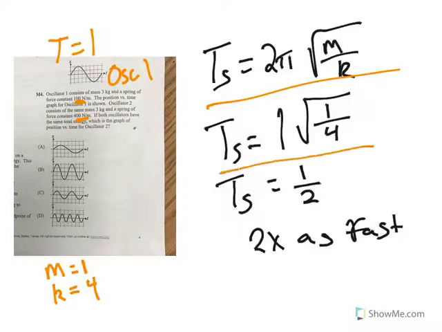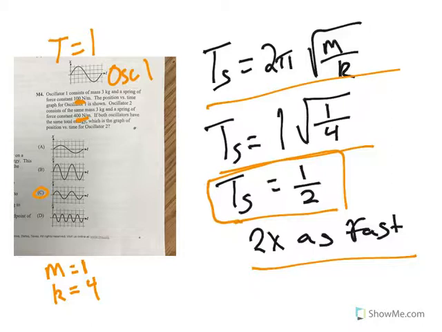So when we go to do our ratio, we're going to plug in 1 for the 2 pi, 1 for the mass because it didn't change, and a 4 for the k because it increased by a factor of 4. And then the period of the spring would be 1/2. So in other words, it's moving 2 times as fast. So it should have 2 times the number of peaks and troughs. Okay, so the correct response is C because we halved the period.